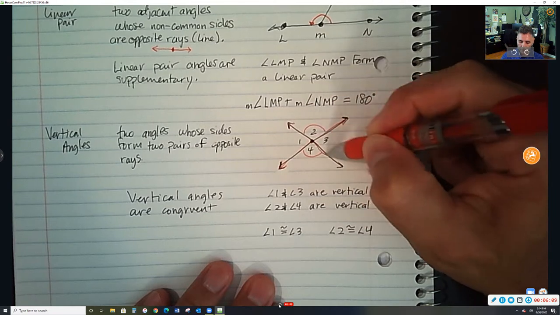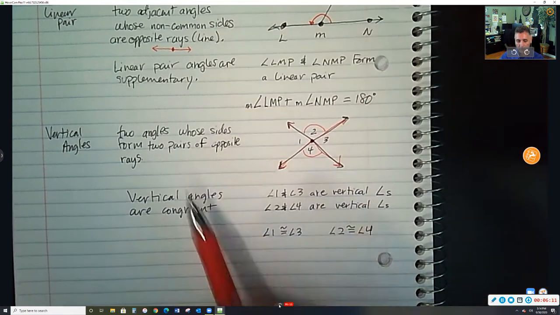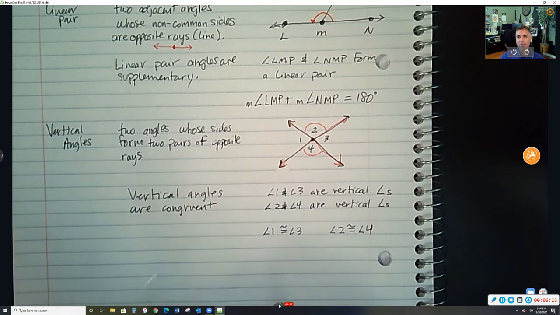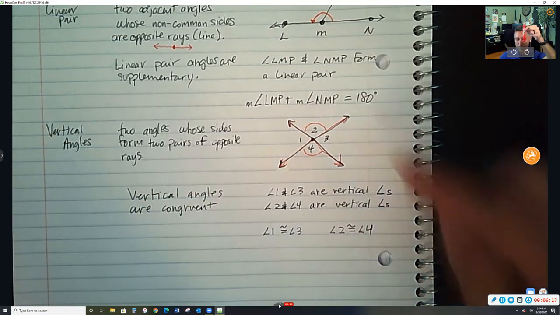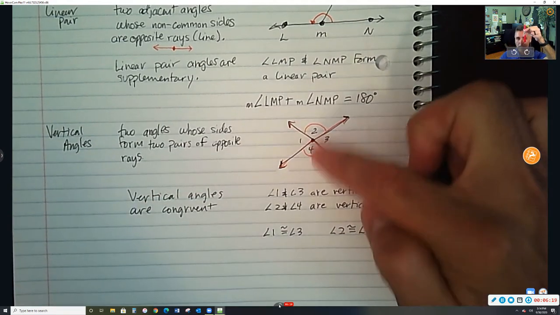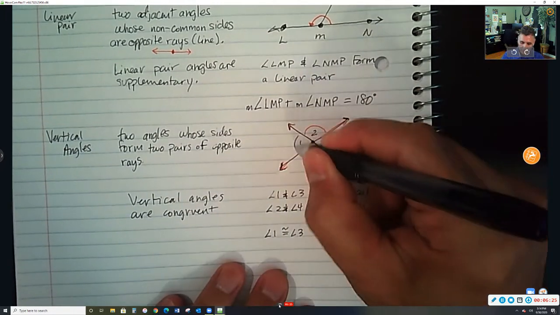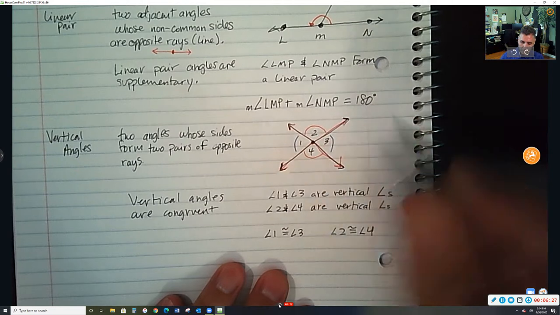This is an opposite ray. So that's why the definition is like that. Vertical angle, I just like, vertical means like this, right? So these two are vertical to each other. And then angle 1 and angle 3 are also vertical angles.